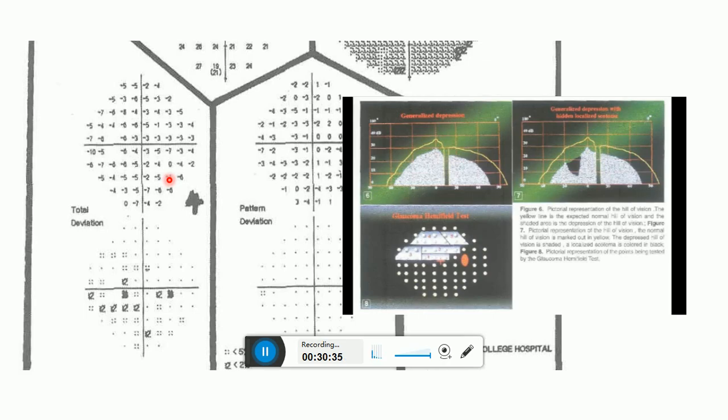It is depicted as both a numerical plot and a probability plot. Probability plots predict the chances of such an abnormality occurring in the normal population. The black dots indicate that less than 0.5% of the normal population would be expected to have such a depression in those areas. The total deviation plot also highlights any scotomas that may be present involving a large area of the visual field.